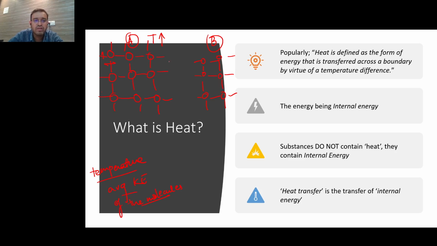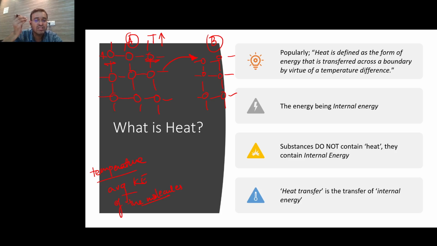And what is going to happen is that these physical molecules of A are going to start moving around, right? So they will start impacting these molecules of B, and they will transfer some of that energy from A to B. All right. So thus what is happening is that the value of the internal energy is being changed. The internal energy content in A is being reduced, and the internal energy content of B is increasing.